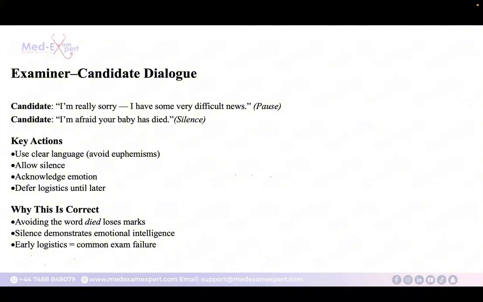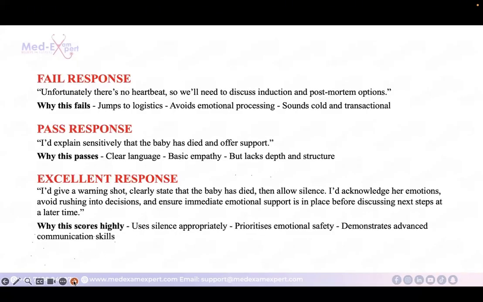So in this situation, avoiding the word died, you will lose marks. Rather than saying there's a problem in the heart, or your baby is no more in your womb, and all those, it's not right. You're giving her false hope. Silence demonstrates emotional intelligence, right? And early logistics is equal to common exam failure.